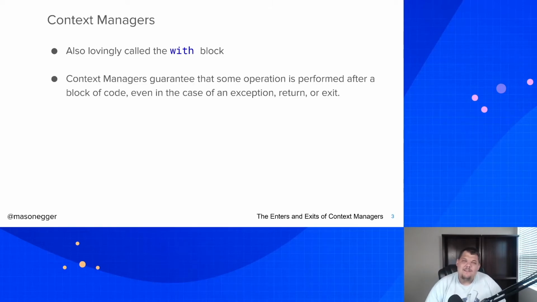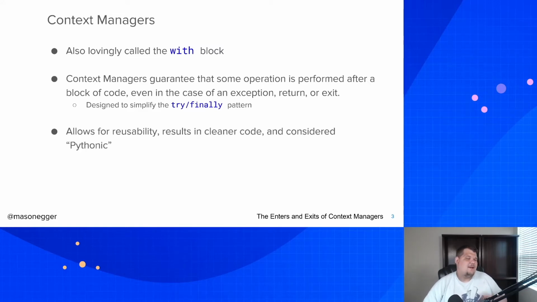Context managers guarantee that some operation is performed after a block of code, even in the case of an exception, return, or exit, and these were designed and put into Python to simplify the try finally pattern. And they allow for more reusability and cleaner code and are considered more Pythonic.